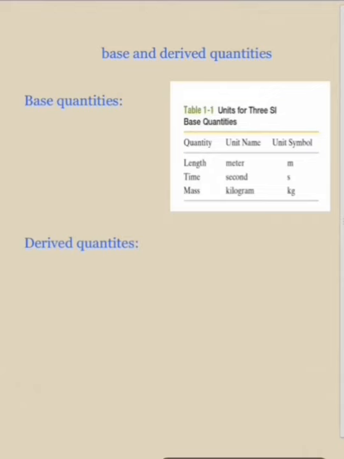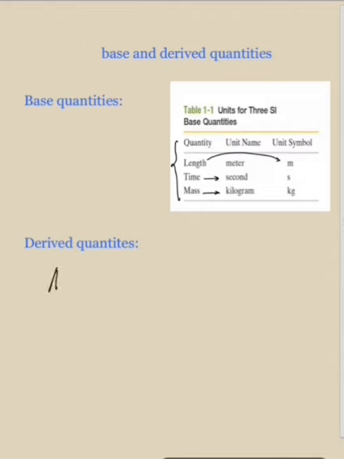Let's talk about base and derived quantities. The units of all quantities are not independent, fortunately. We define some quantities as base quantities like length, time, and mass, and we define a unit for them. For example, the unit of length is meter, the unit of time is second, and the unit of mass is kilogram. The rest of the quantities' units can be written in terms of base quantities.